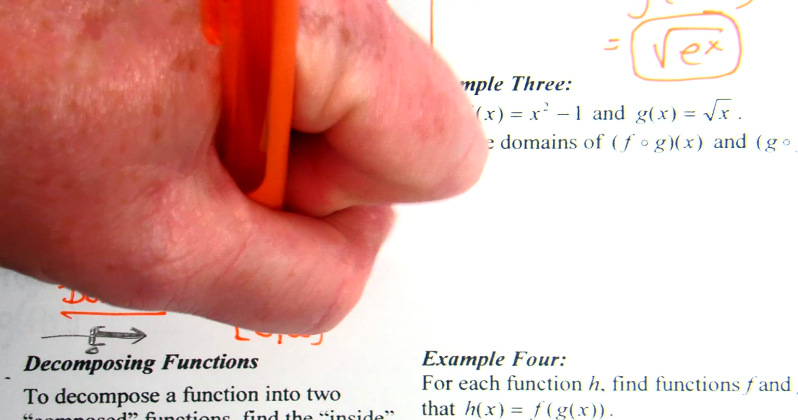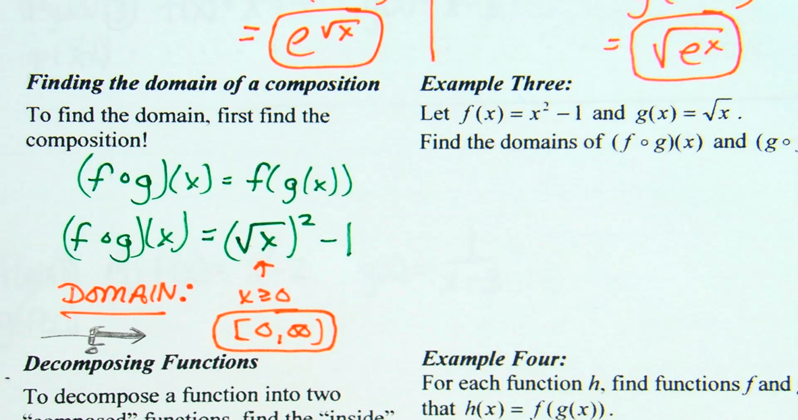I agree. Bracket, 0, comma, infinity, parenthesis. Because it's saying 0 to positive infinity, and 0 is included.